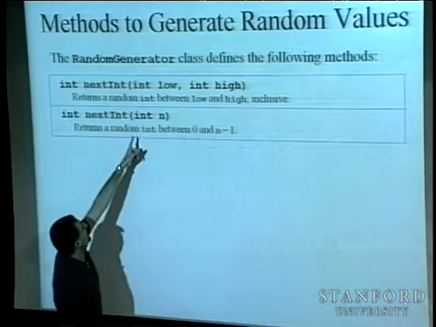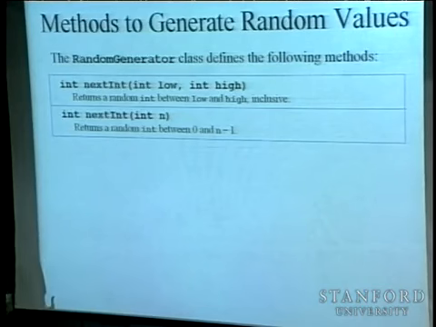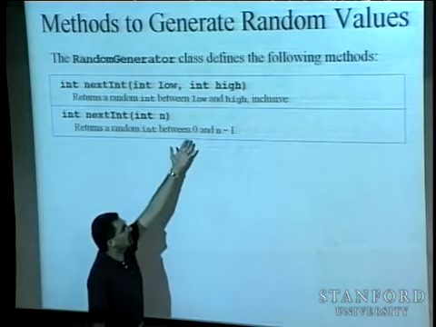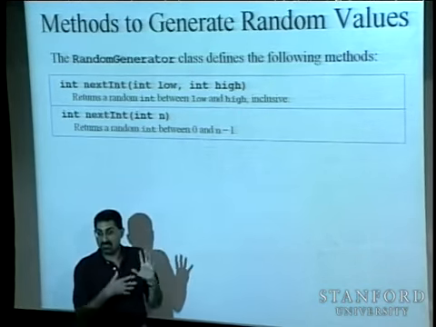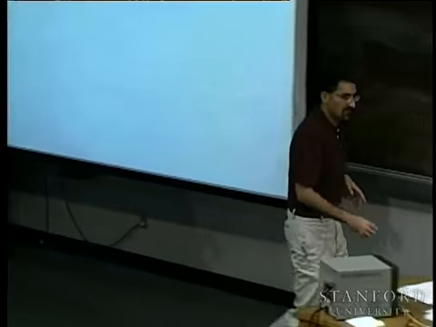Or it can take a single parameter. You can call nextInt, just giving it a single value like 10. And what you'll get back is a number between 0 and n minus 1. Or in that case, you would get a value back between 0 and 9, because as computer scientists, we always start counting from 0.